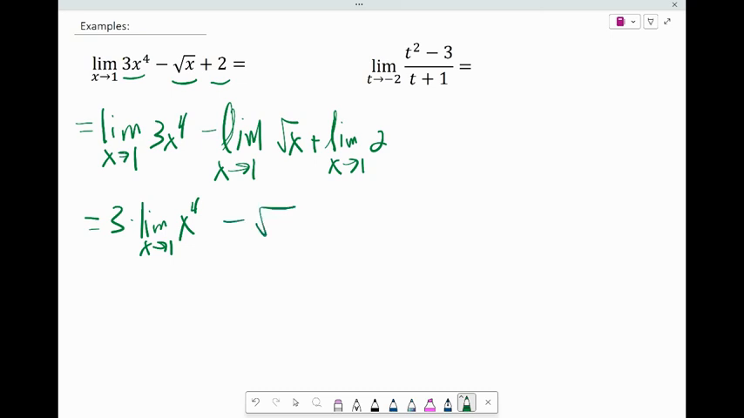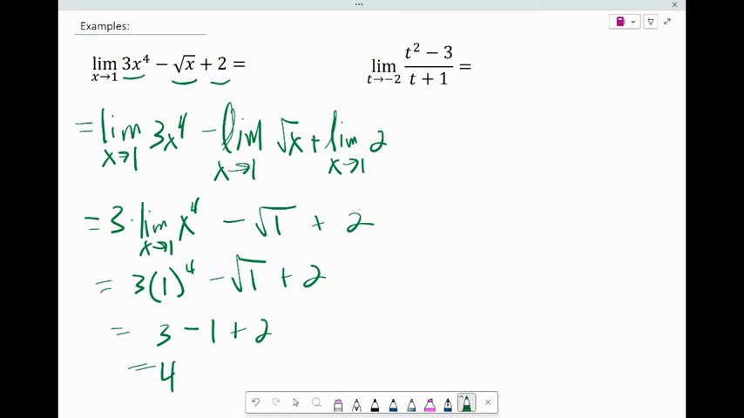right? And then this one we have a theorem for that says we could just take the square root of 1, and this one we know is just going to be 2 because it's a constant, and then we can take 3 times 1 to the 4th minus, well, the square root of 1 is just 1, and then we follow the order of operations here and ultimately get a limit of 4. But once we understand how all these limit properties from our theorems work together, there's no reason we can't just plug the 1 in. Because all we're doing is evaluating each of these functions independently and then putting them together appropriately, and we'll come up with the same answer, 4.